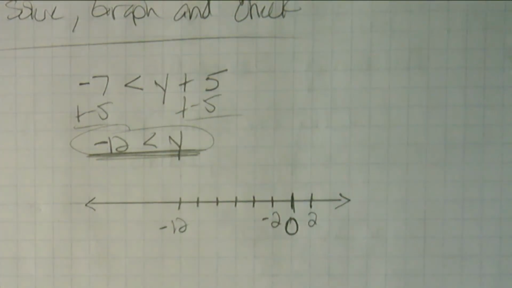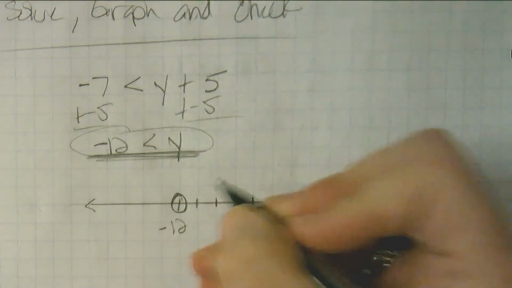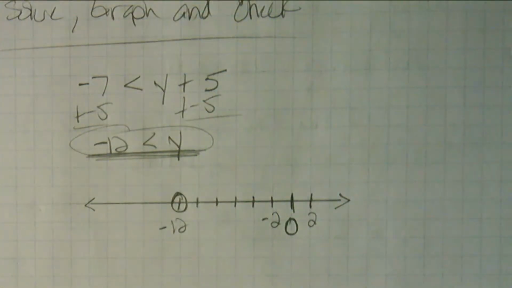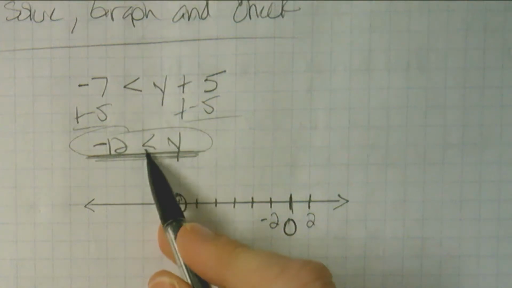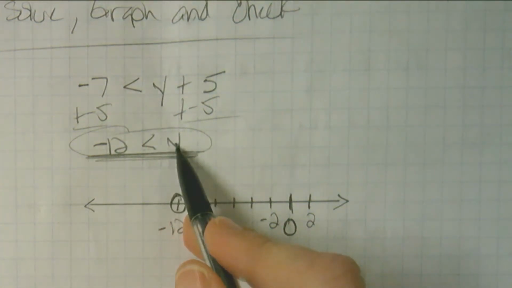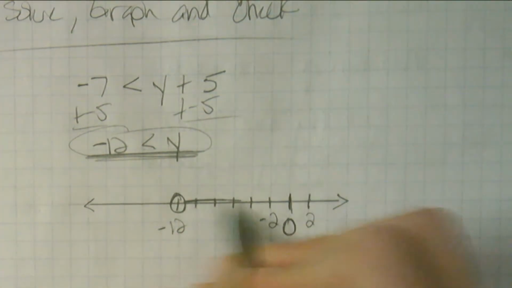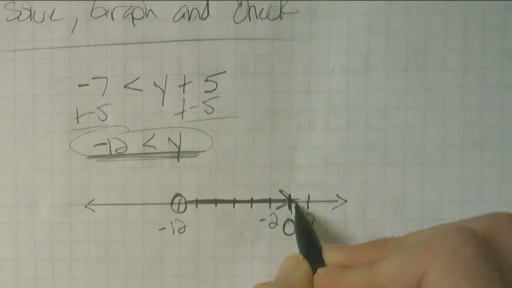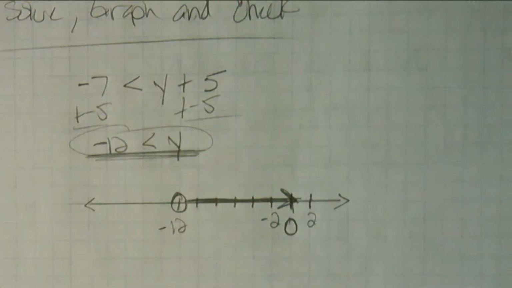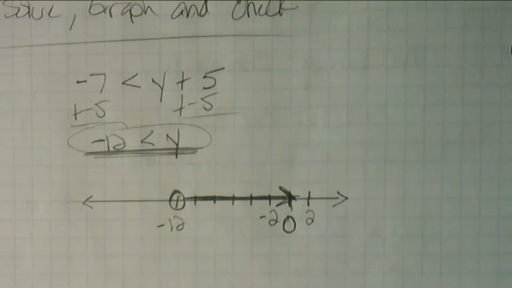Is it an open dot or a closed dot? Excellent. And which way am I shading? Am I shading bigger than or smaller than that? So what are all my y's in relation to my -12? They're bigger because the bigger part of the inequality is facing the y. So there's our solution. How many of you guys are cool with that?